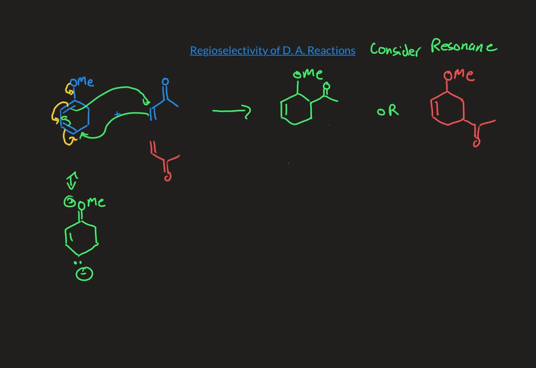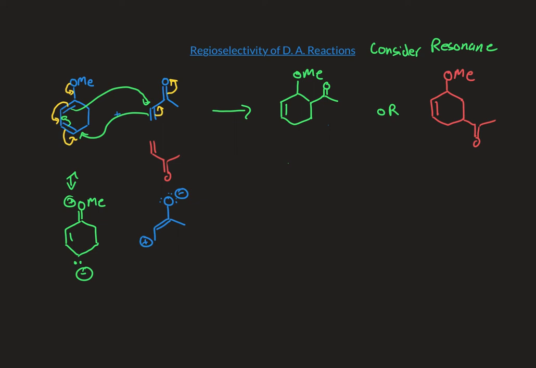For the alkene, we've got electrons that can be pushed up there and there to generate this resonance structure.